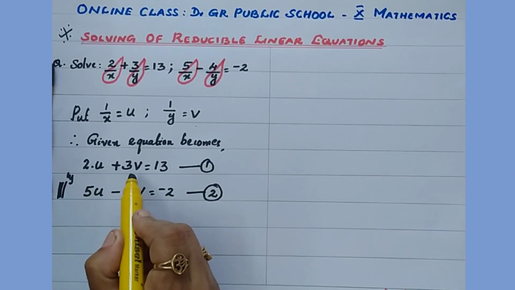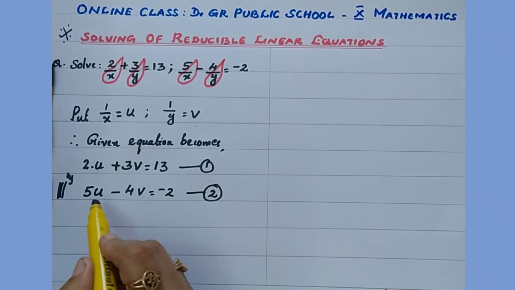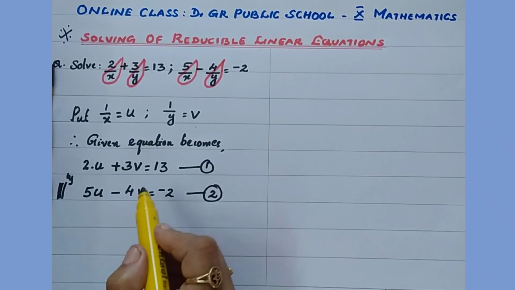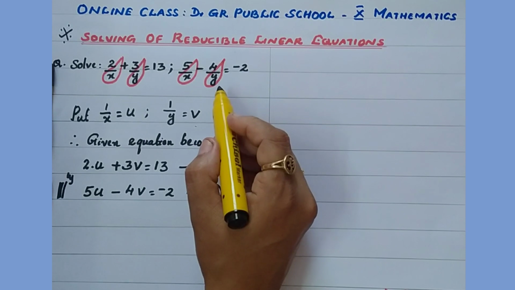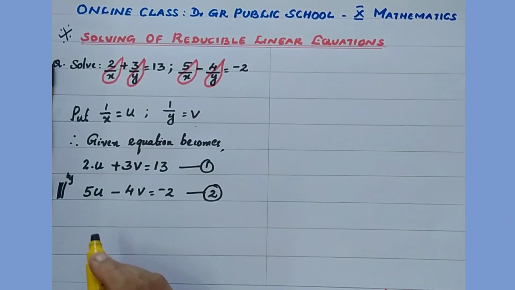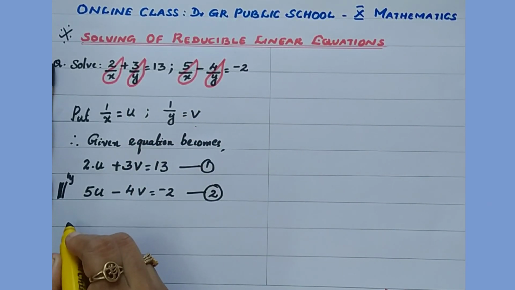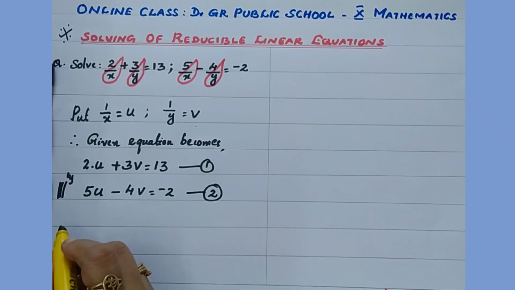Now, you can see that these two equations are linear equations. Here the variables are u and v. At first you need to find u and v. Remember, solving means you need to find the values of x and y. Okay, I am going to solve these two equations by elimination method.